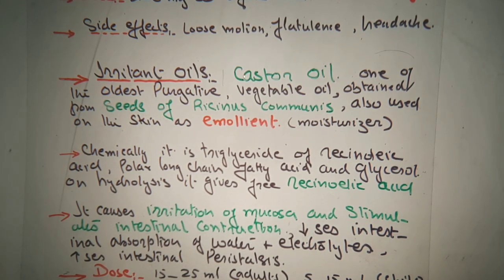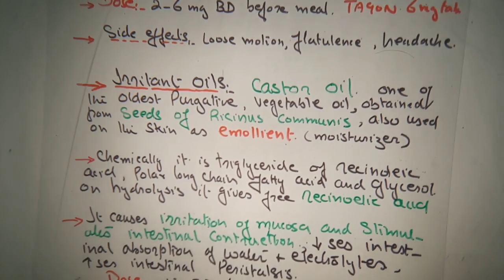So what is castor oil? It is nothing but a vegetable oil obtained from the seed of Ricinus communis. Ricinus communis is the plant. When the seeds of this plant are squeezed or extracted, the castor oil is obtained. It is also used on the skin as an emollient. What do you mean by emollient? It has a moisturizing effect, so when used on the skin, it causes an emollient effect.